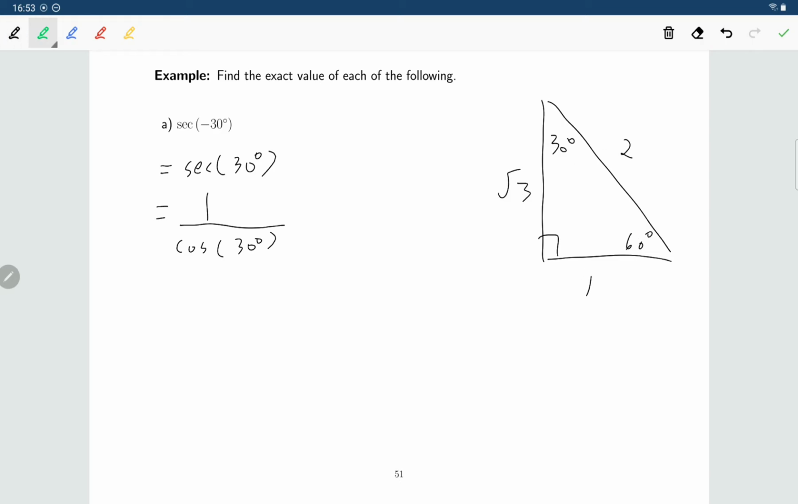And cosine of 30 should be adjacent over hypotenuse, which is root 3 over 2. So we get 2 over root 3, which in simplest terms would be 2 root 3 over 3.